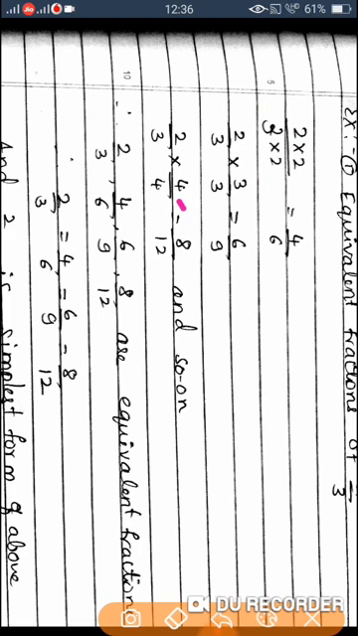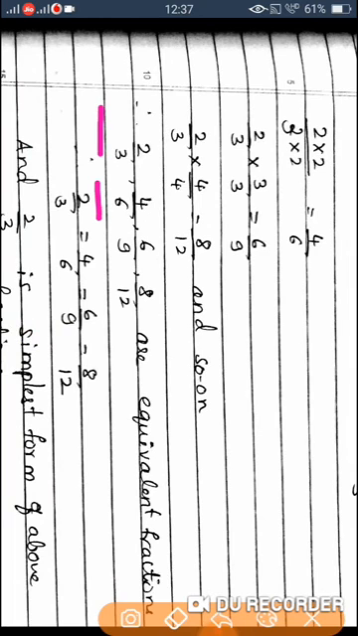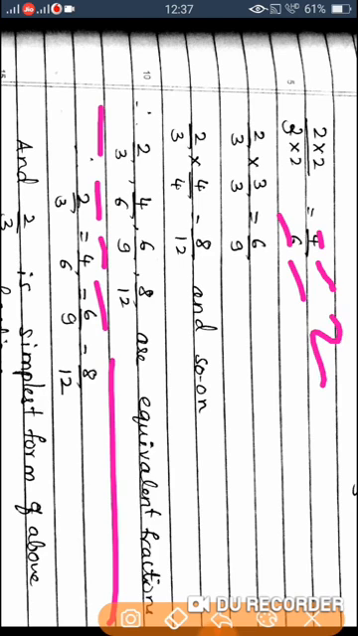Then if you take 4, 2 4s are 8, 3 4s are 12. So and so on. You can take many numbers, not only 2 or 3. 2, 3, 4, 5, any numbers. So now what can we say? 2 by 3, 4 by 6, 6 by 9, 8 by 12 are the equivalent fractions. Because even if you simplify again, 4 and 6 have a common factor of 2. That is 2 2s are 4, 2 3s are 6. See, the same fraction came now.